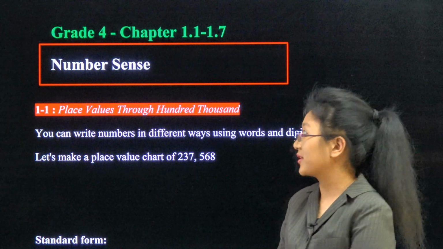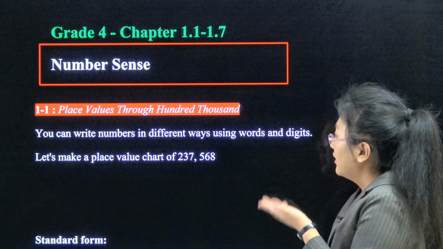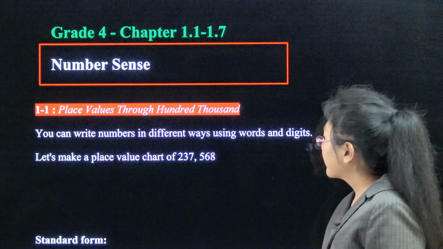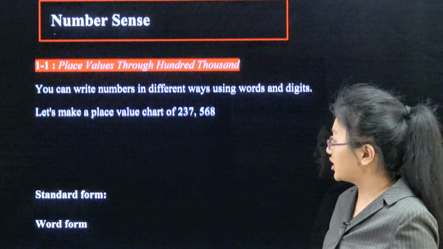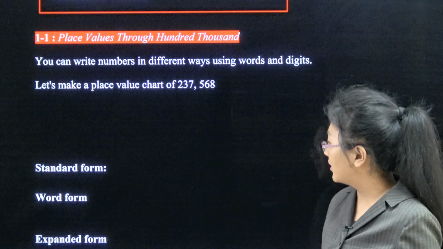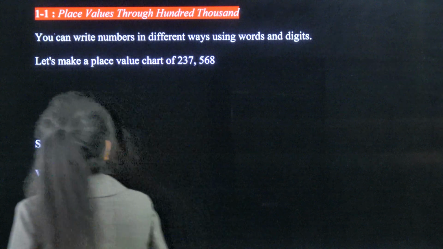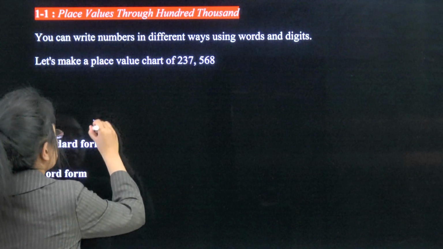1, the first chapter. And we're going to start off with some number sense. Specifically, place values through 100,000. Now we can write numbers in many different ways: words, digits, expanded form, which I'm going to show you and teach you. So let's make a place value chart of this number first.